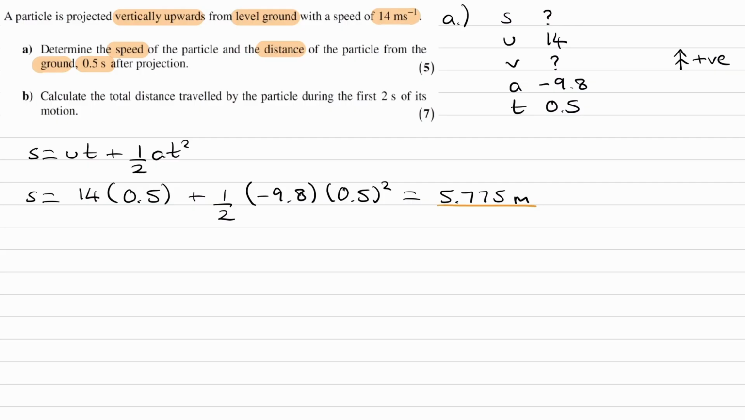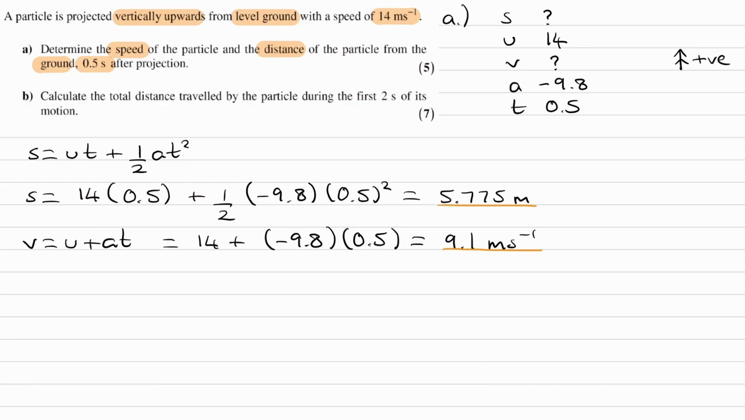We want to work out speed as well, so we have v, u, a, and t. We can use v is equal to u plus at. This is then 14 plus minus 9.8 times 0.5, and that's 9.1 meters per second. That's part A done. So part A is pretty straightforward.